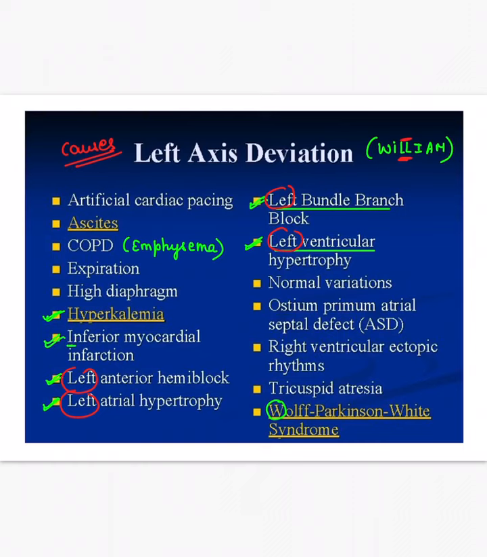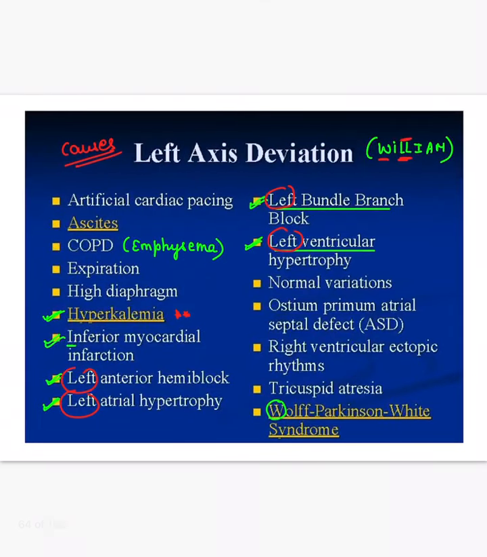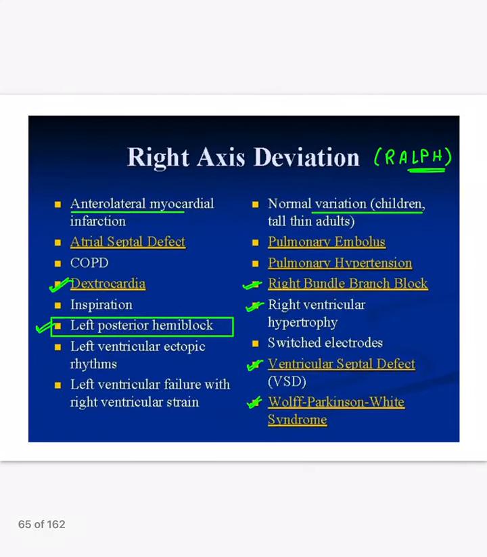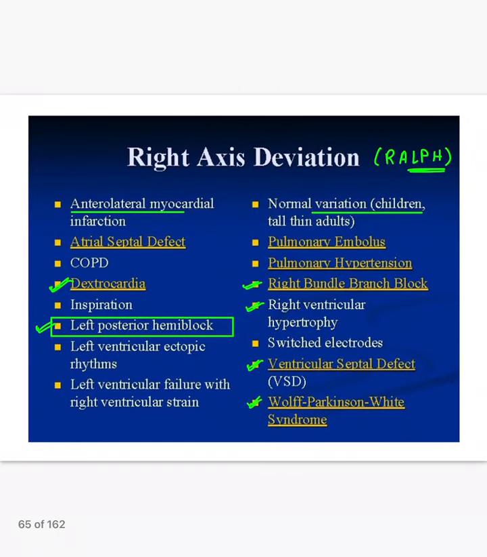Then I means you have inferior myocardial infarction, then it's seen in hyperkalemia. Then this is also seen in W, you may remember Wolff-Parkinson-White syndrome. Wolff-Parkinson-White can show anything. One thing is important: all the left comes here except one left, that is left posterior hemiblock, anterior comes here. So for right, what is the mnemonic?